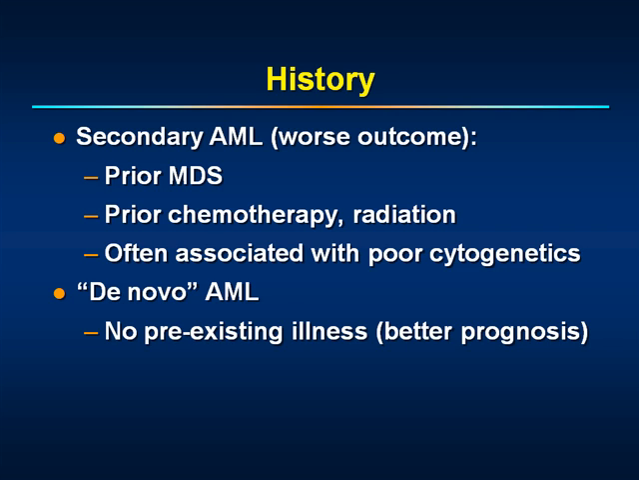Now, the history is important in AML. There are really two kinds. One is secondary AML with a worse outcome, and this comes from prior myelodysplastic syndrome, prior chemotherapy and radiation, and it's often associated with poor cytogenetics and poor outcome. And then there's what we call de novo AML, which arose without a pre-existing illness. This often occurs in younger patients and has a better prognosis, although either can occur at any age.